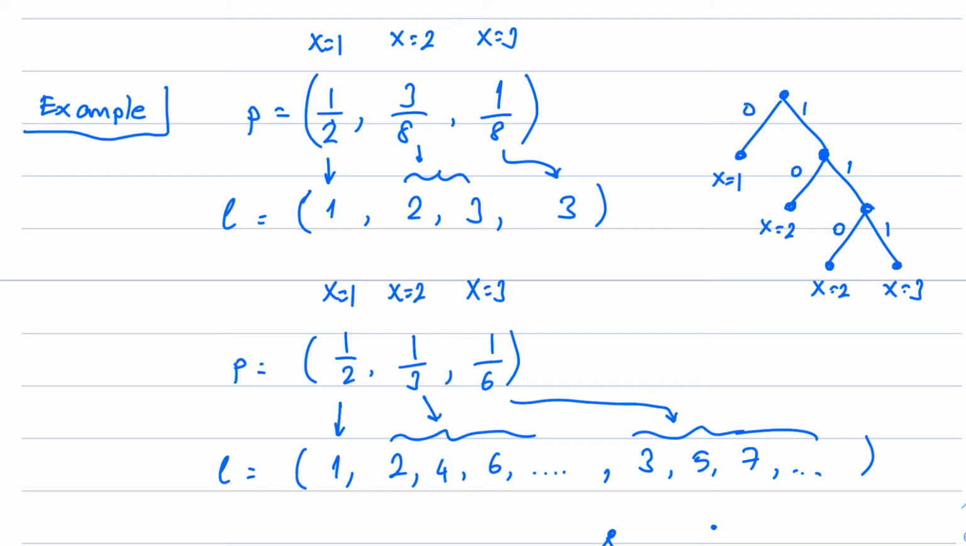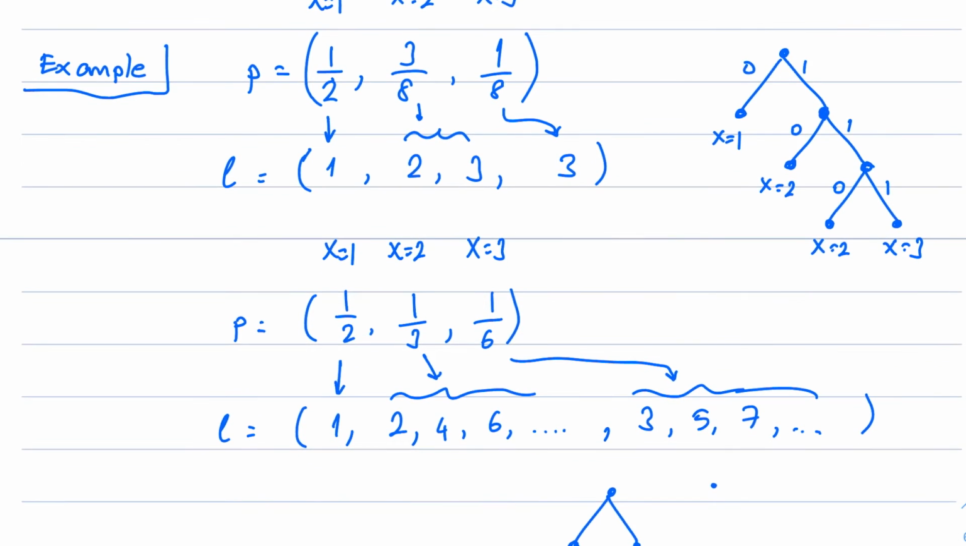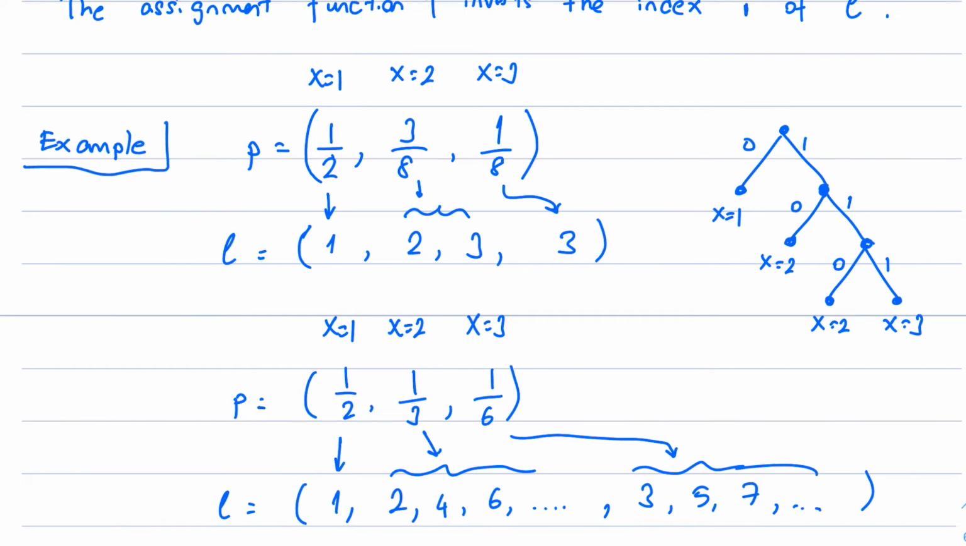It has lengths 1, 2, 3, and 3. And what we do is we assign the length 1 to x equals 1, length 2 to x equals 2, and there are two trees. We assign one of them to x equals 2 and the other one to x equals 3. And the function f and the binary tree are given here.